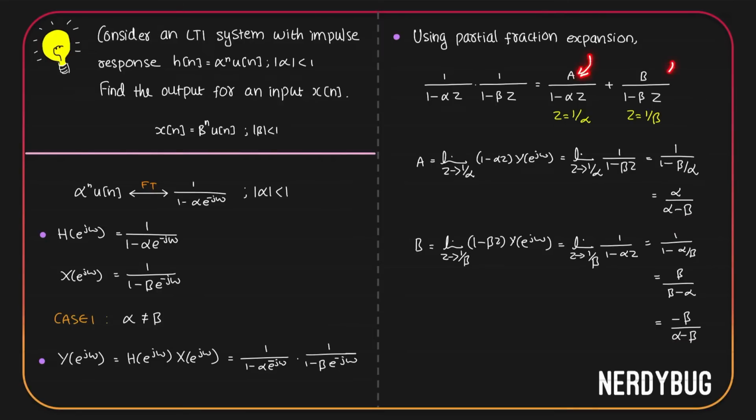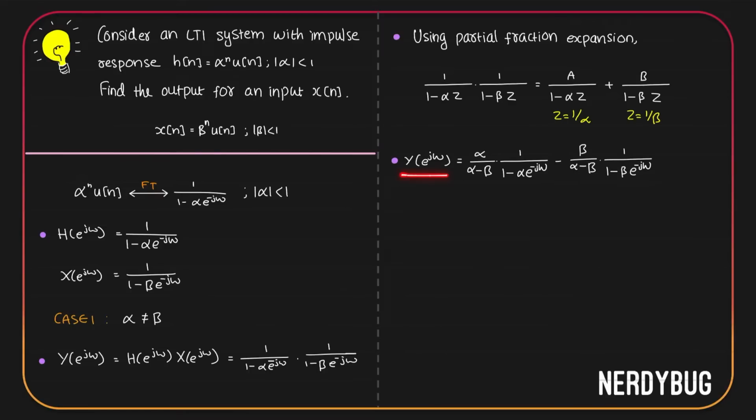Now let us replace A and B with what we found. If we do that, this is what we get. Y of e raised to j omega is alpha by alpha minus beta multiplied by 1 by 1 minus alpha e raised to minus j omega, minus beta by alpha minus beta multiplied by 1 by 1 minus beta e raised to minus j omega. Since alpha and beta are constants, alpha by alpha minus beta and beta by alpha minus beta are also constants.